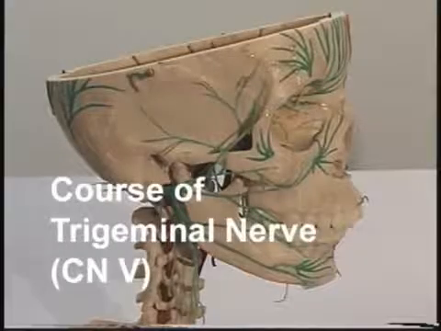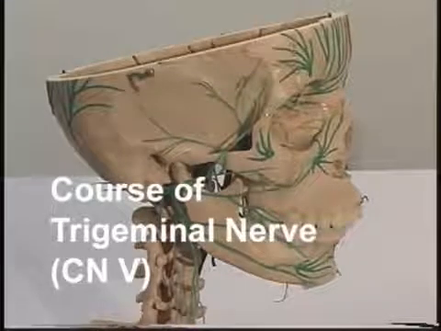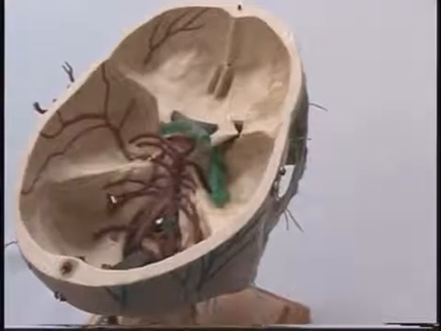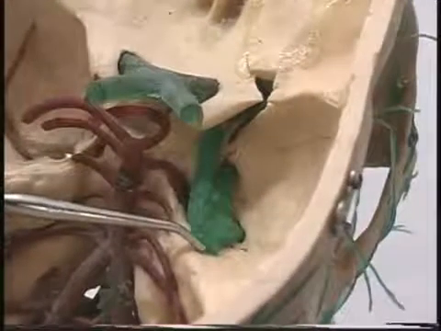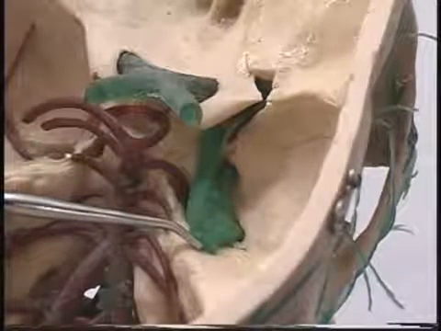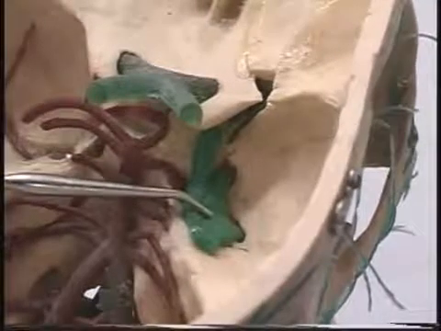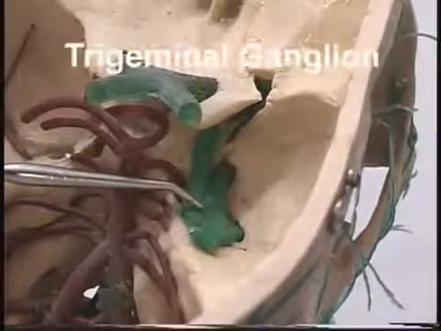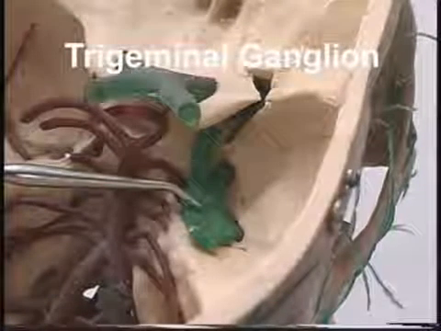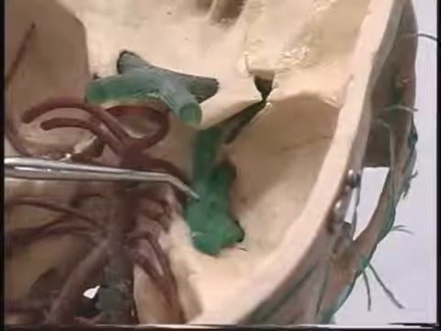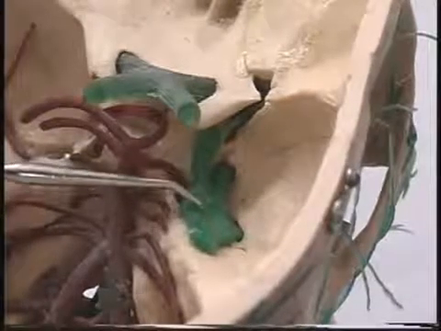Let me show you the course of the trigeminal nerve on this model. We are looking at the base of the skull into the middle cranial fossa. The green structure which I am pointing to with the probe is the trigeminal nerve. Anterior to the trigeminal nerve, this extended area is the trigeminal ganglion. This contains the cell bodies for all the sensory fibers, and it lies in the dura mater.